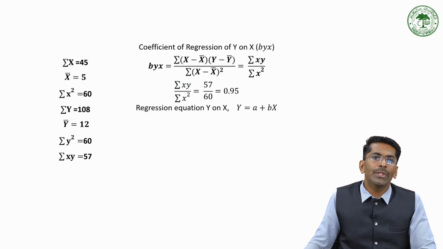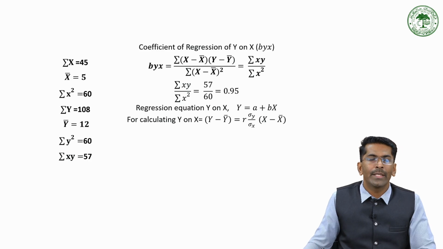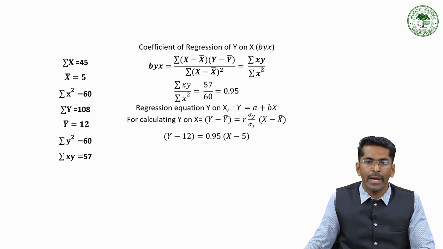And the regression equation of y on x, we can formalize by using this particular formula, that is y minus y bar is equal to the regression coefficient times x minus x bar. So it will become y minus, what is y bar? y bar is 12, so I have written here 12, into the regression coefficient which we have already calculated here, 0.95, into x minus x bar. What is x bar? It is equal to 5. So this is x minus 5.